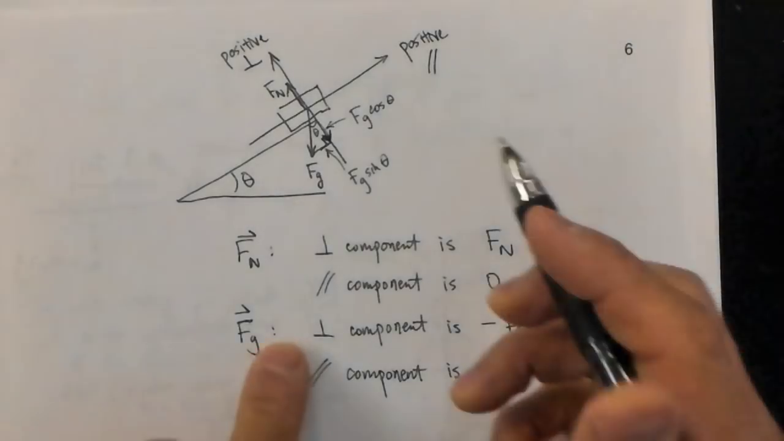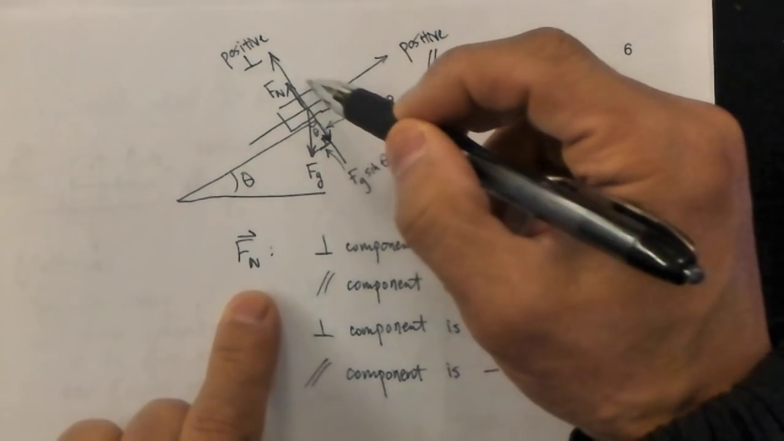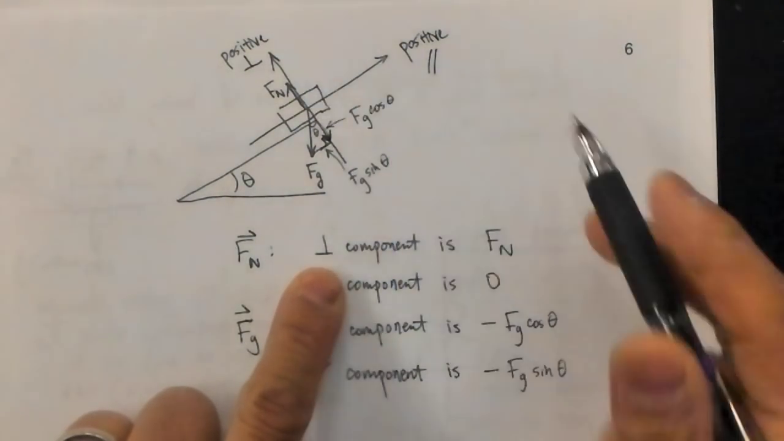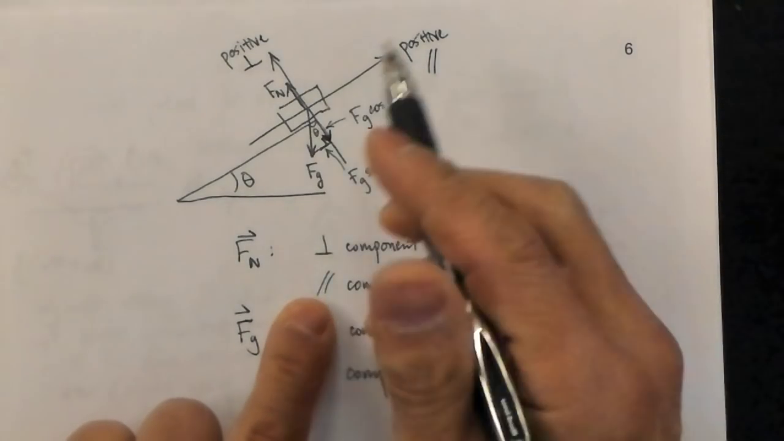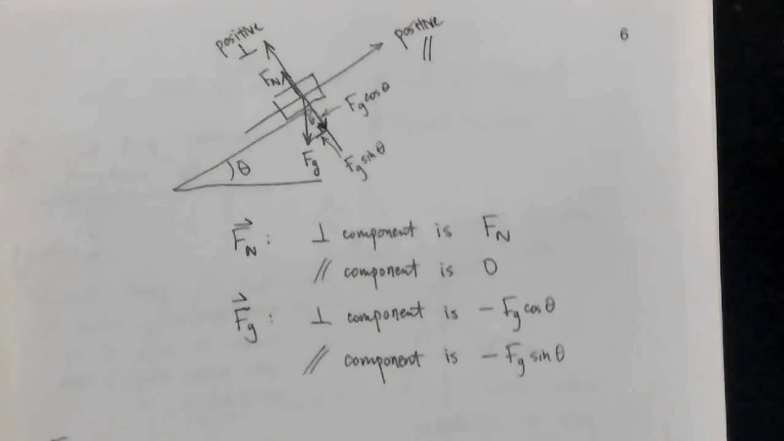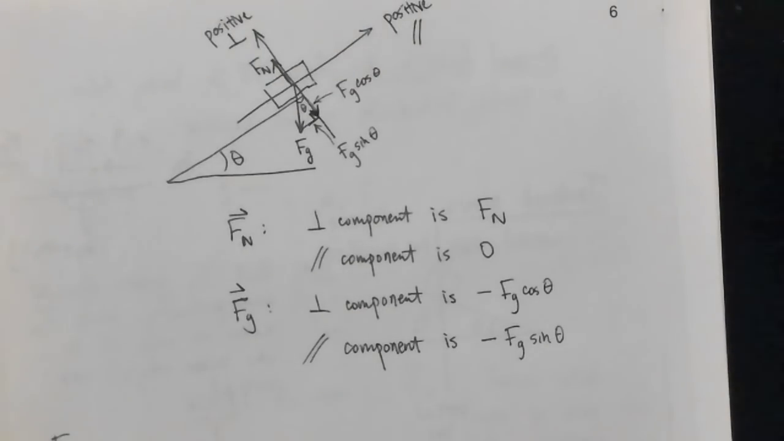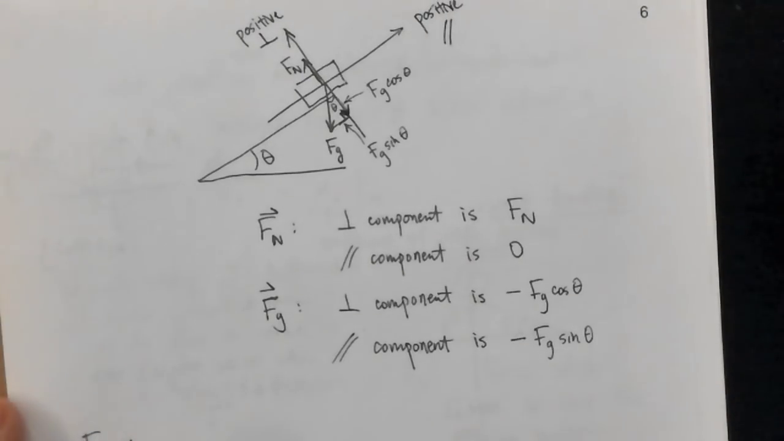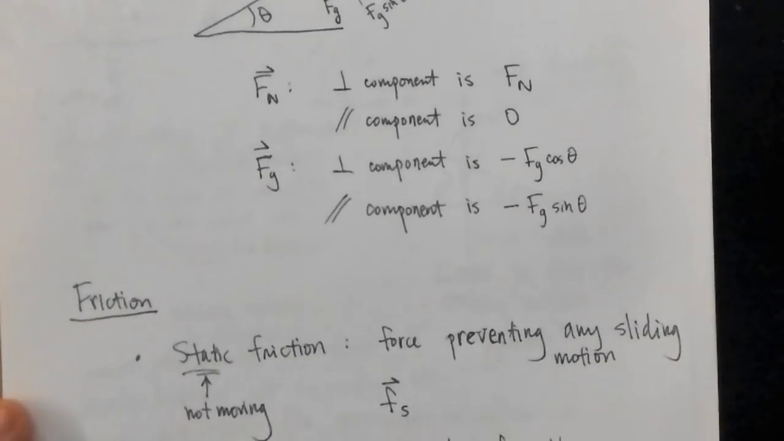All right. Now the normal force is simpler. It just goes perpendicular to the surface. So the perpendicular component is Fn with positive sign. The parallel component is 0. It doesn't have any parallel component. All right, questions about that? Next, we talk about friction.